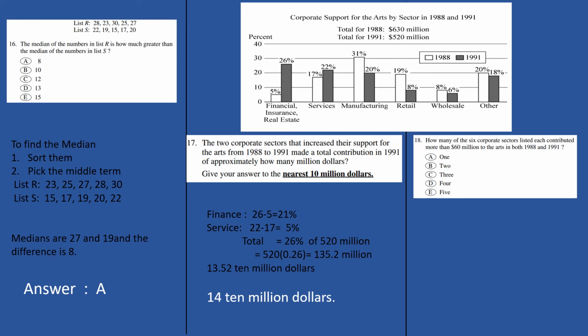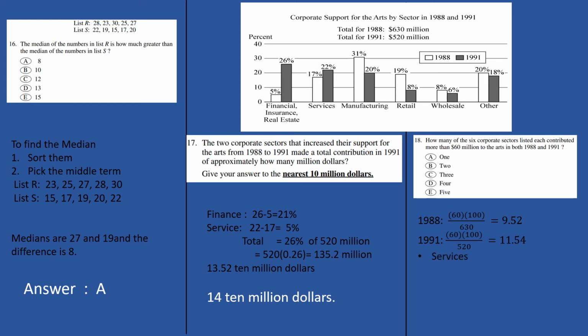Now, if I want to find how many of the 6 corporate sectors listed each contributed more than 60 million, we must find what 60 million is for both the years 1988 and 1991. 60 million will be 9.52 and 11.54 accordingly.